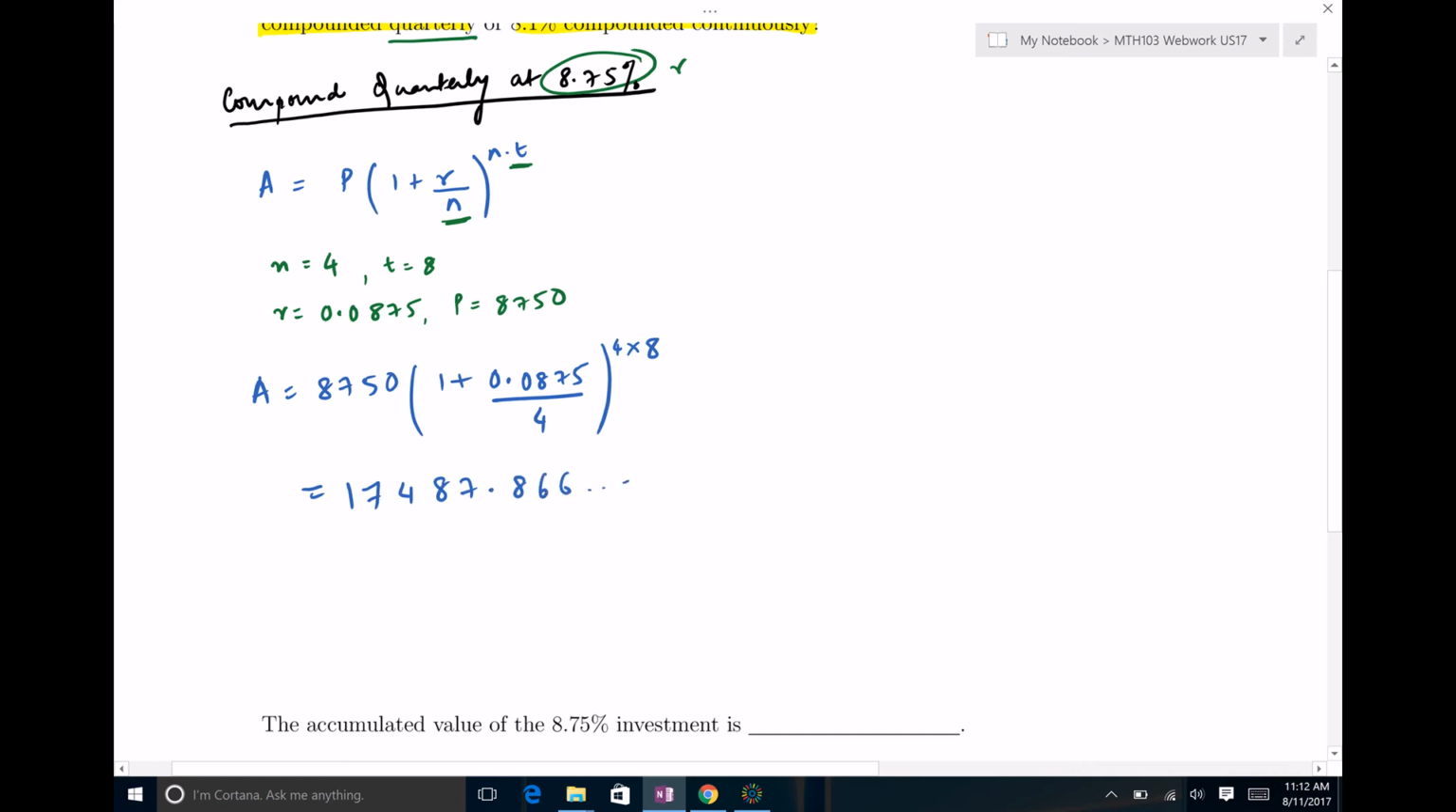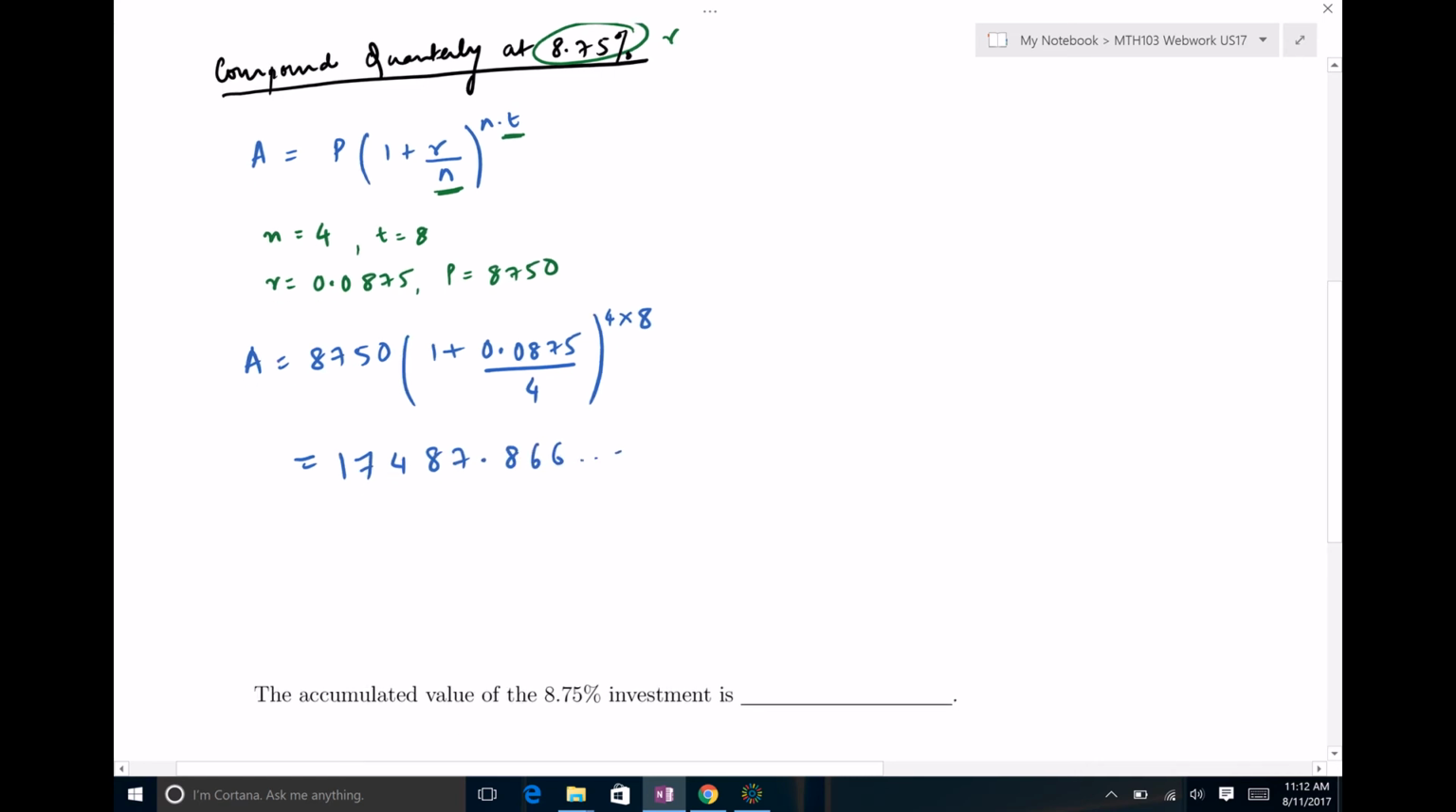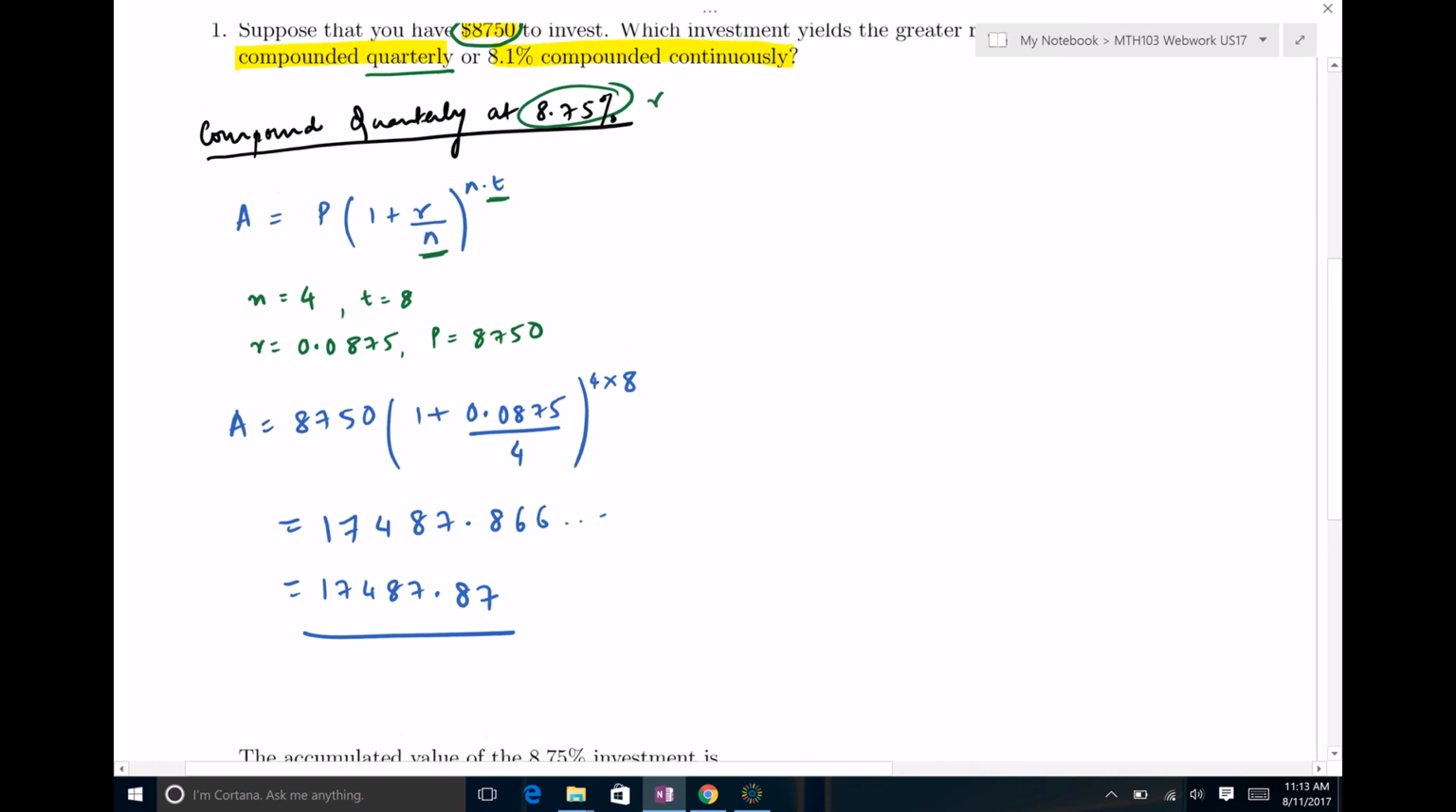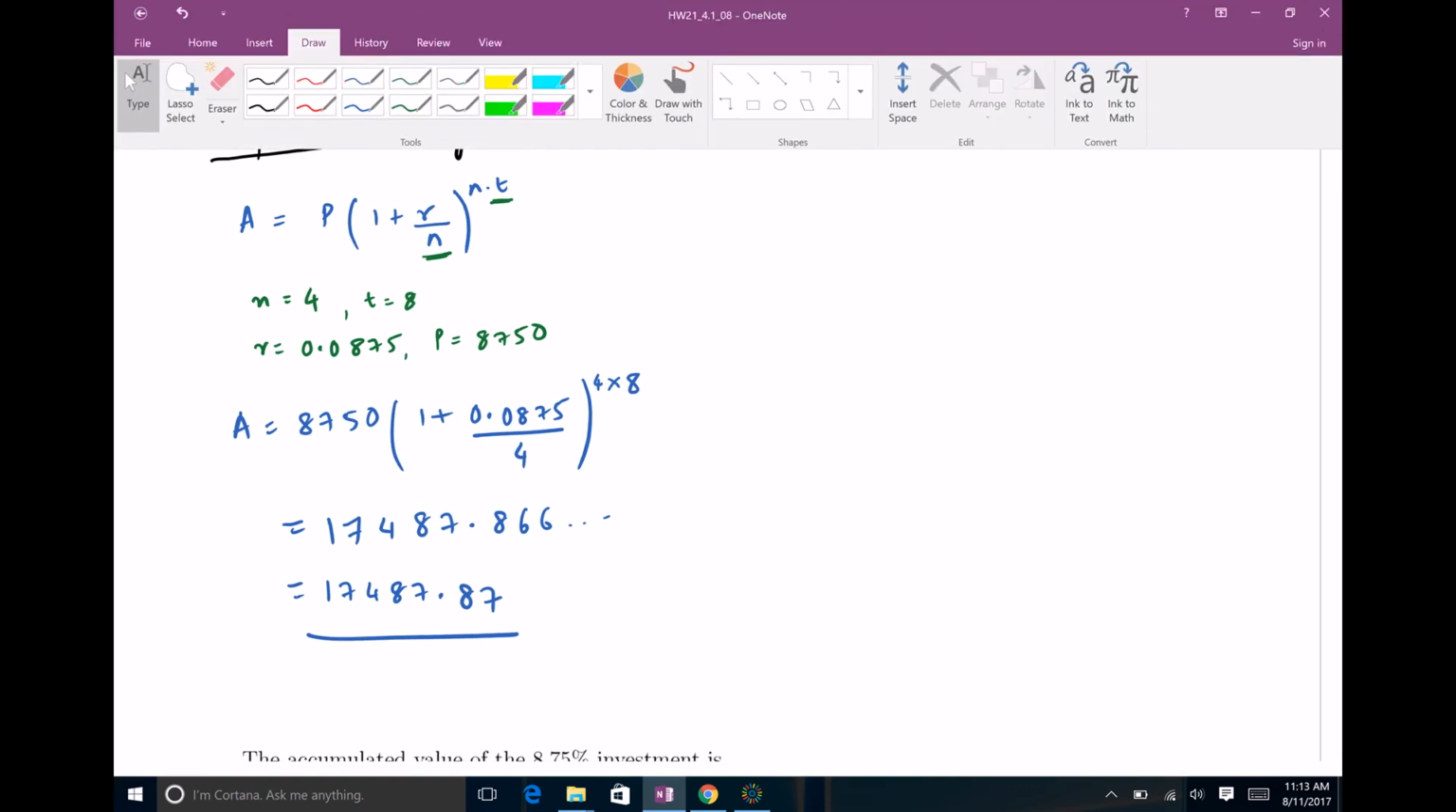17487.866 something. You need to round this answer to the nearest cent. So that's going to be 17487.866. Well, the 866 part will become 87. So that's your answer for if you compound quarterly at 8.75%.